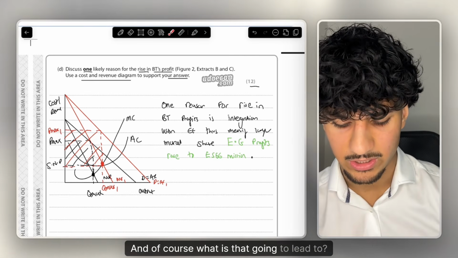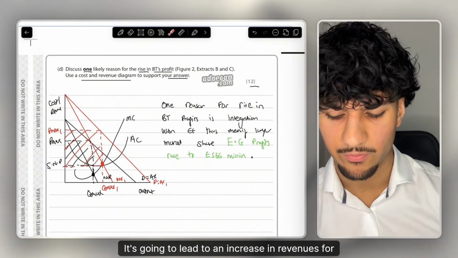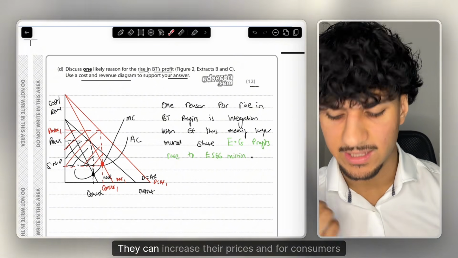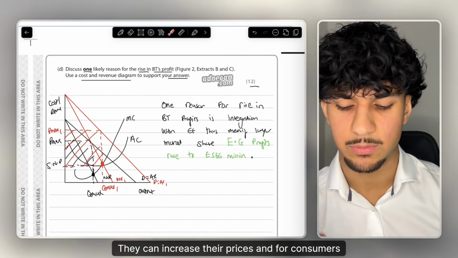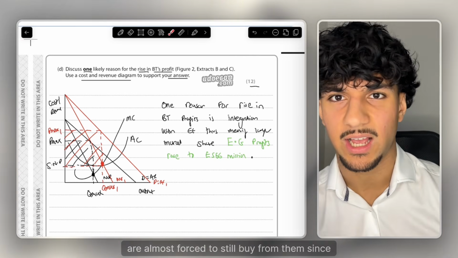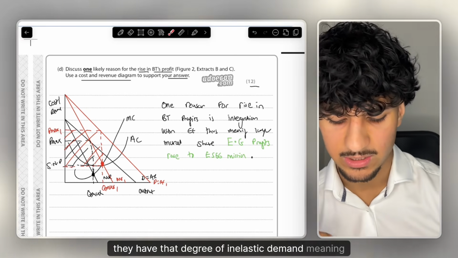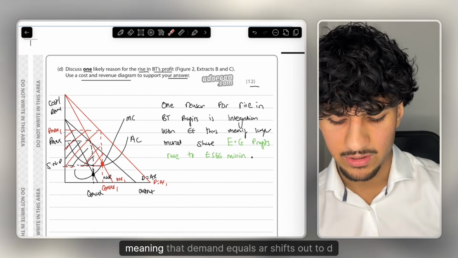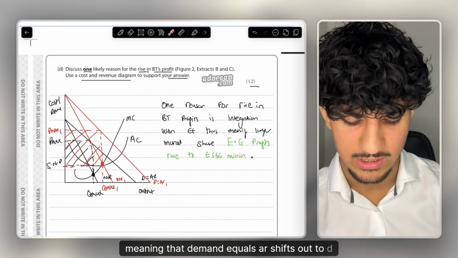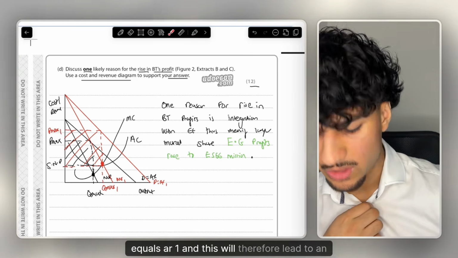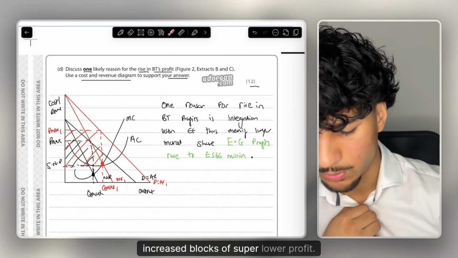And what is that going to lead to? It's going to lead to an increase in revenues for the firm. While they have that monopoly power, they can increase their prices, and consumers are almost forced to still buy from them since they have that degree of inelastic demand. Meaning that demand equals AR shifts out to D equals AR1, and this will therefore lead to an increased box of supernormal profit.